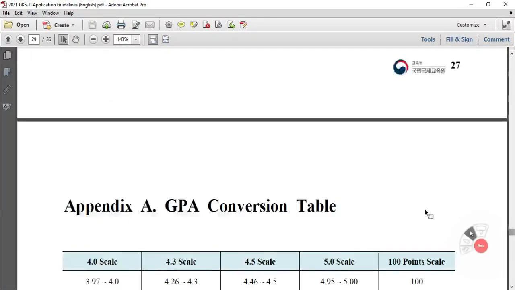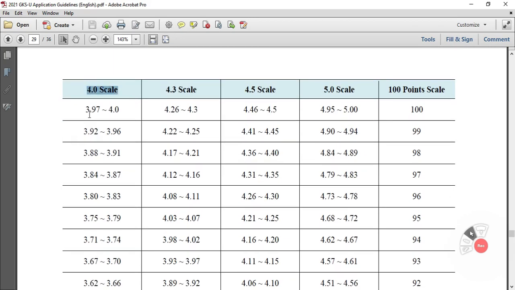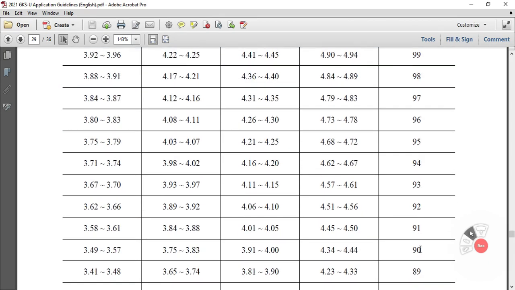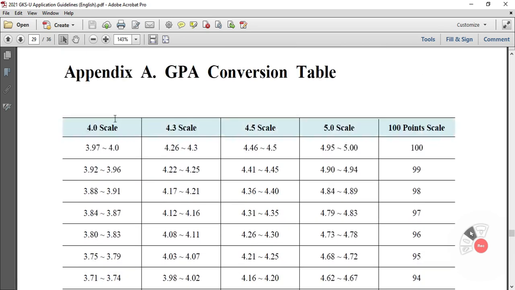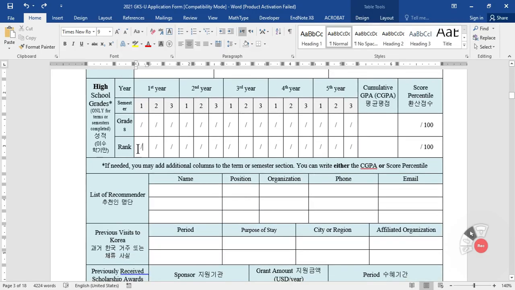Sorry, it is at page 29, maybe, yes. So you can select scale 4. So if you got 90% marks, then you can write 3.49 to 3.57 over 4 scale. So you can mention any scale here. And the ranks you can mention because it is actually the percentile score. Here you can also write if you are among the top 5%, then you can write 95% percentile according to your school or your board of examination.